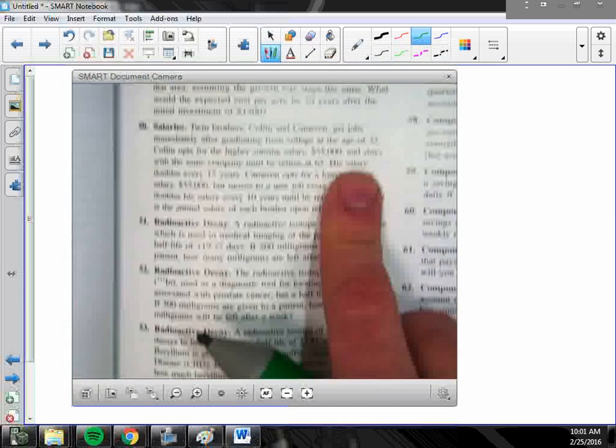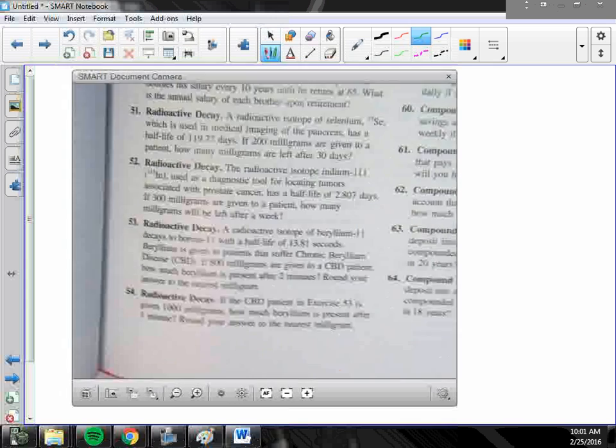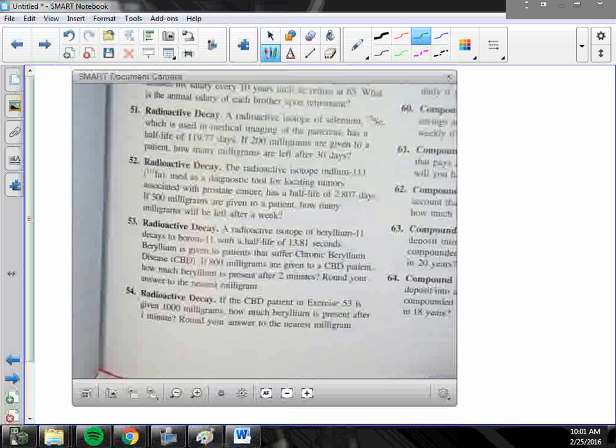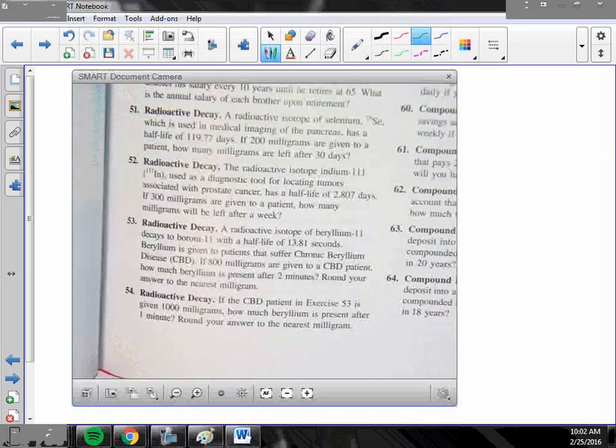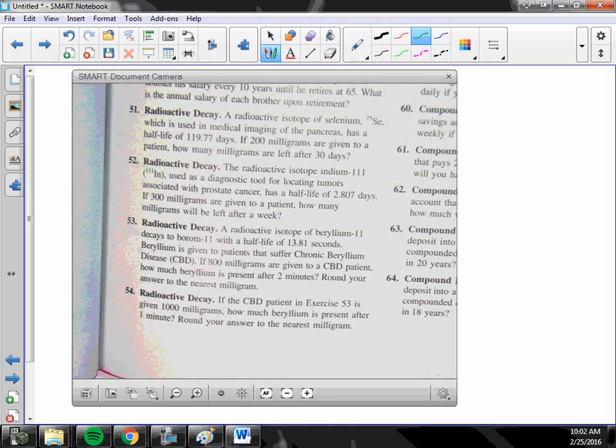Okay, 51's a lot better. Radioactive isotope of selenium, which is used in medical imaging of the pancreas, has a half-life of 119 days. If 200 milligrams are given to a patient, how many milligrams are left after 30 days? So we know the half-life. We don't know the decreasing rate, right? The selenium, is it compounded or is it continuous? It's going to be continuous.